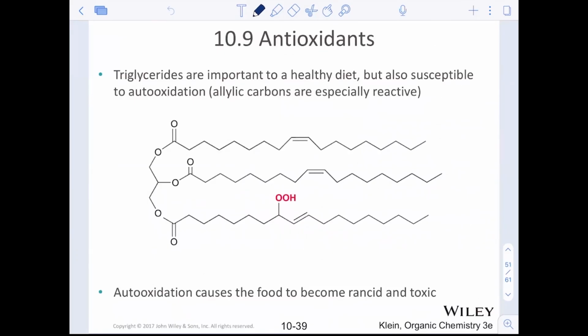Also, another one is antioxidants. Triglycerides are really important to a healthy diet, but they're also susceptible to auto-oxidation, specifically the allylic carbons, because we know that the allylic position, right next door to a pi bond, is the most stable radical. Auto-oxidation occurs here, and that's how food can become rancid and go bad. And so triglycerides have a shorter shelf life unless they are preserved, right?